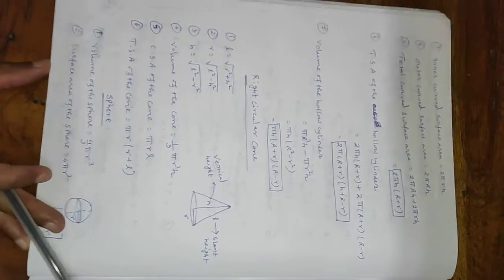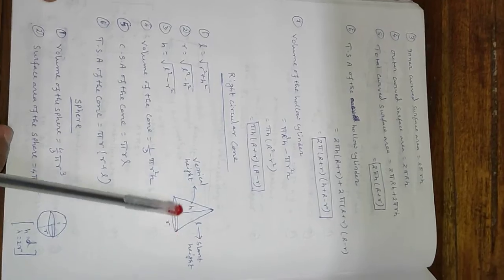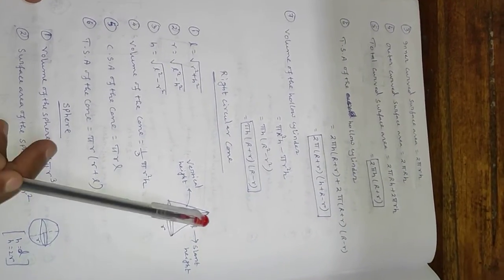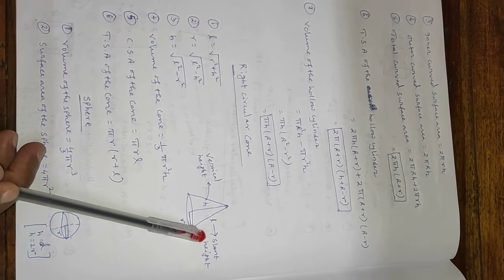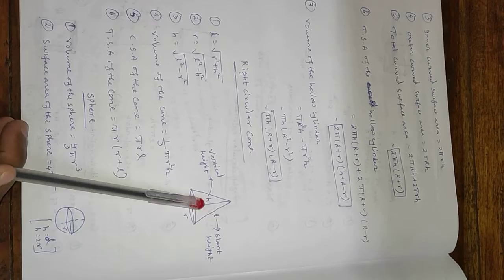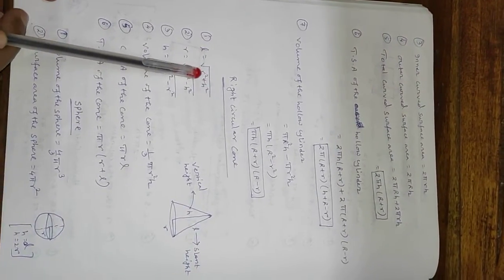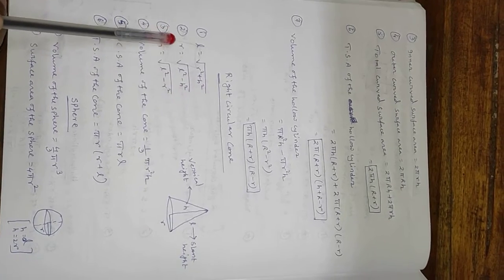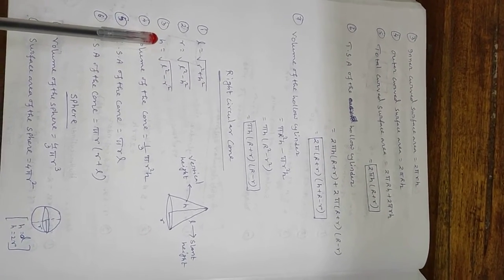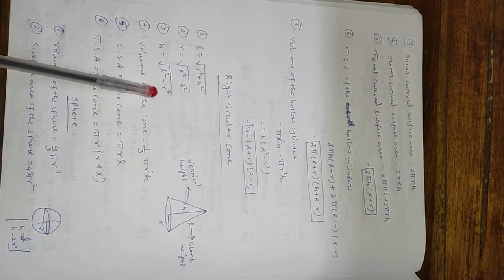Next figure, right circular cone. This is the conical structure. It has only one plain circular base. It has radius r. This is the vertical height h, and this is your slant height l. By using Pythagoras theorem, we can create a relationship between l, r, h. So first relationship, number 1, l is equal to square root of r square plus h square. Number 2, r is equal to root over l square minus h square. Number 3, h is equal to square root of l square minus r square.